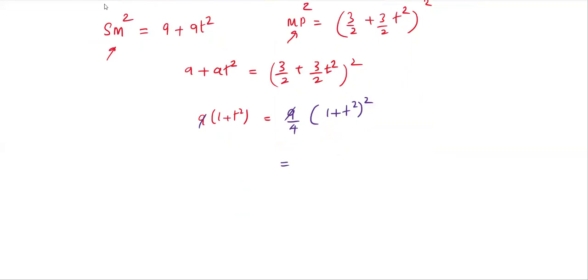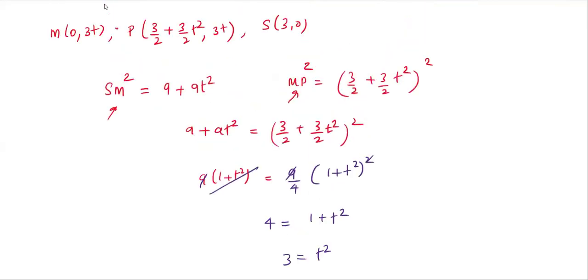t square is a positive quantity, so I can cancel t square. Even if t square were zero, the value would be 1, but t square cannot be minus 1. So I can cancel one of these (1 plus t square) factors. Ideally, what is happening? 1 plus t square is equal to 4, so t square is equal to 3. Okay, t square is equal to 3.